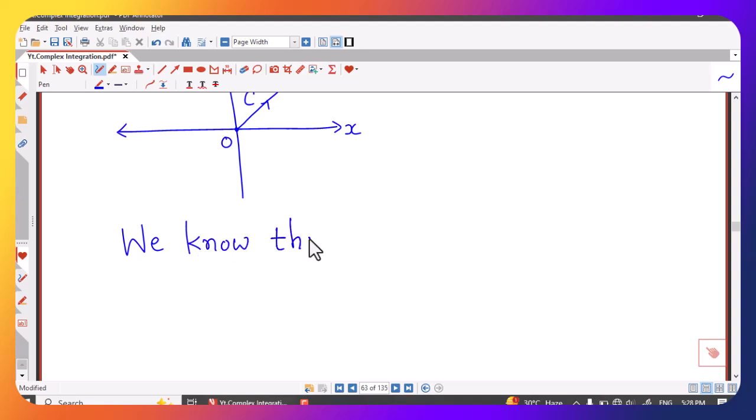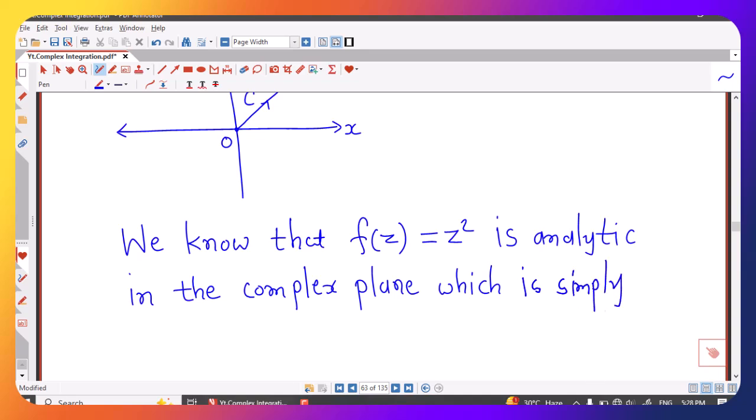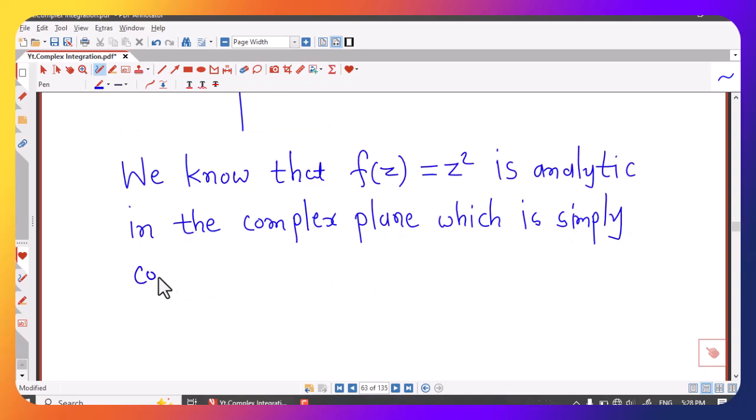So we can write that, suppose we denote z square by f of z equal to z square, is analytic everywhere, or analytic in the complex plane, or in the xy plane, and the complex plane is a simply connected domain. So here we mention that it is a simply connected domain, because I want to apply that result. Therefore, I require that our function is analytic in a simply connected domain.